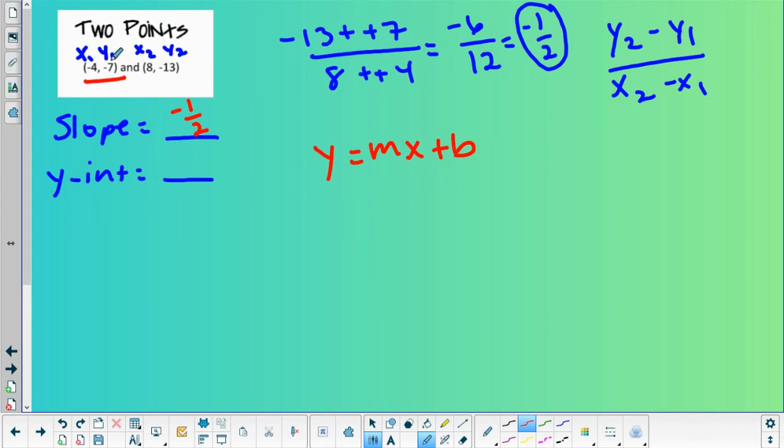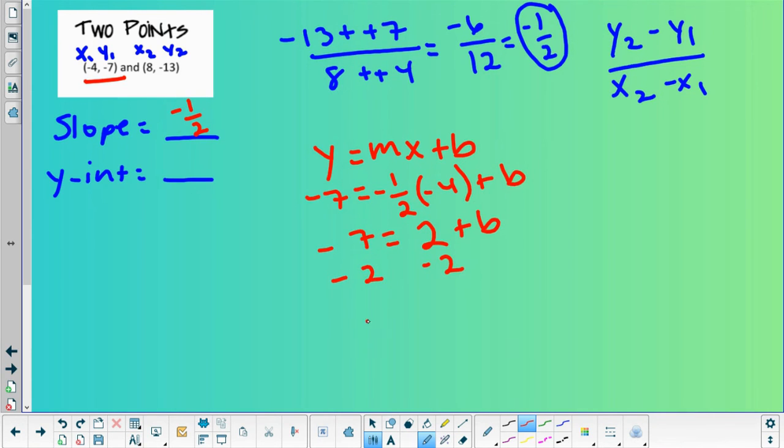So in this case, my y value is negative 7. My m is my slope, which is negative 1/2. My x is negative 4. And I don't know what b is. That's what I'm trying to solve for. Okay, if I simplify, negative 1/2 times negative 4, well, negative times a negative is going to be a positive, and half of 4 is 2. All right, to get b by itself, I just subtract 2 from both sides. I get negative 9 equals b.